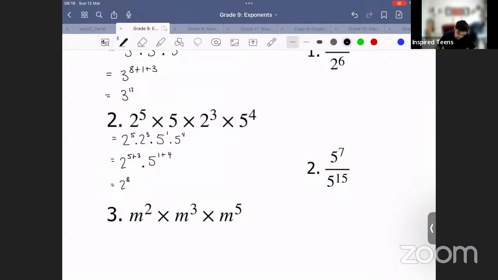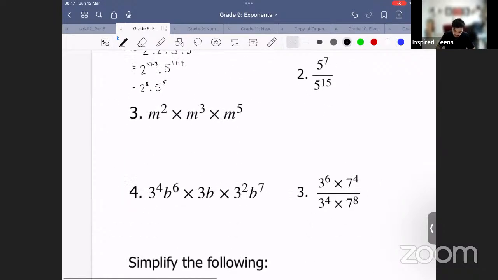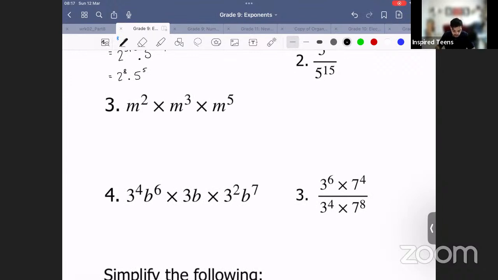So this becomes 2 to the power of 8 times 5 to the power of 5. Again, they didn't want us to get the answer yet. They just want us to practice our rules. Similarly, we have m times m to the power of 2 times m to the power of 3 times m to the power of 5. This becomes m to the power of 2 plus 3 plus 5, which simplifies to m to the power of 10.